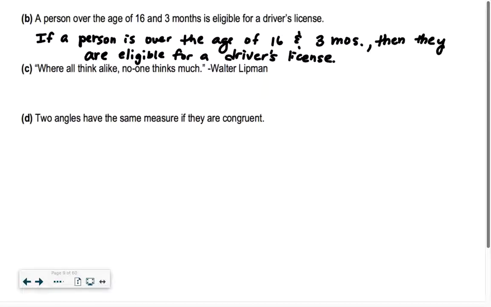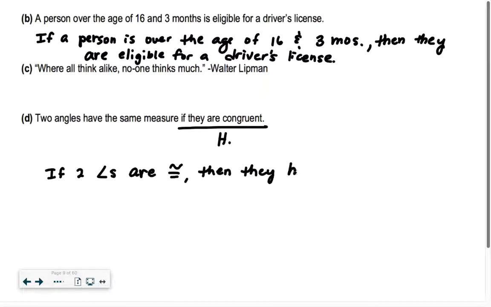Okay, how about this one? D, two angles have the same measure if they are congruent. This is the hypothesis here. But we want to phrase it nicely. We don't want to start out with if they are congruent. So let's say, if two angles are congruent. Look at all this shorthand in geometry we can write. See how I wrote it? If two angles are congruent, then they have the same measure.